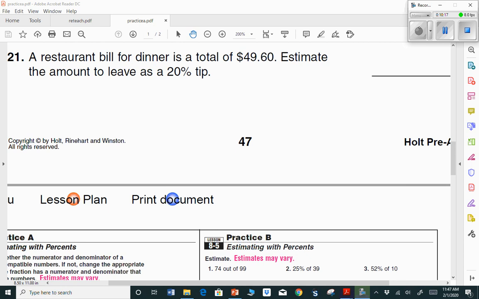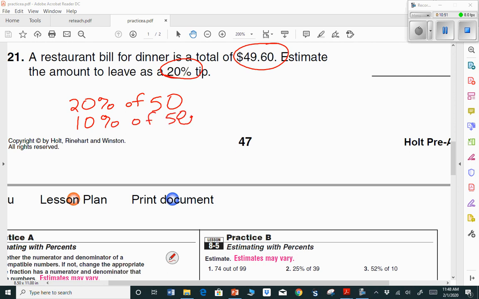Question number 21 says, a restaurant bill for dinner is a total of $49.60. Estimate the amount to leave as a 20% tip. So I'm hoping you see that this $49.60 can be $50. It's very close to that. And then 20%, that's a nice round number. 20% of 50. And that's a multiple of 10. So 10% of 50 equals 5. So 20% of 50, twice as much, would be $10 for the tip.